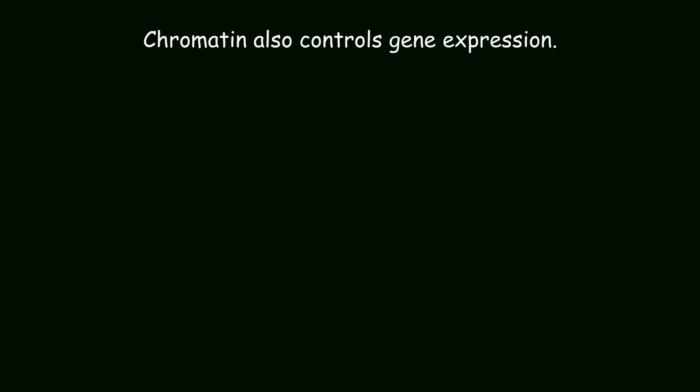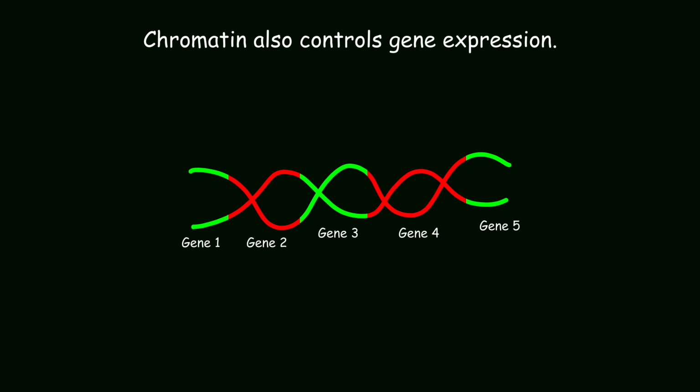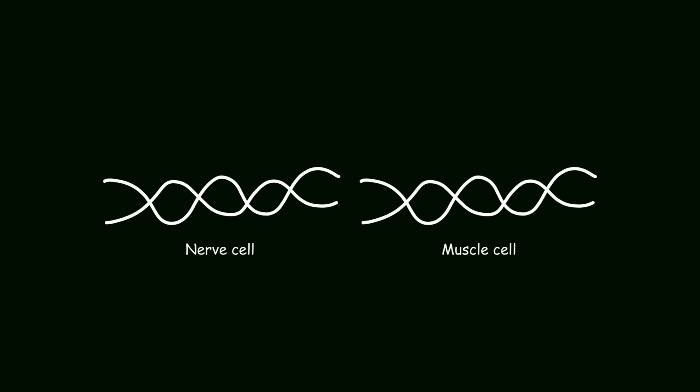Chromatin also controls gene expression. Not every gene should be active at the same time. Different cells require different sets of genes. For example, a nerve cell and a muscle cell contain exactly the same DNA, yet they perform completely different functions, because they have different sets of genes open for transcription. Chromatin helps determine which genes are available to be read.